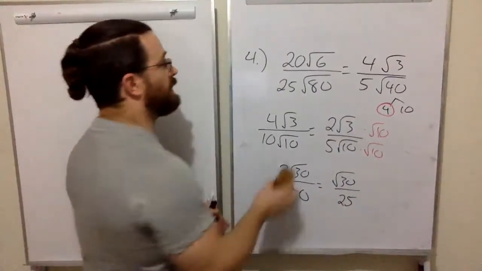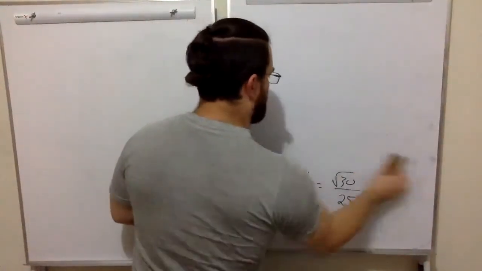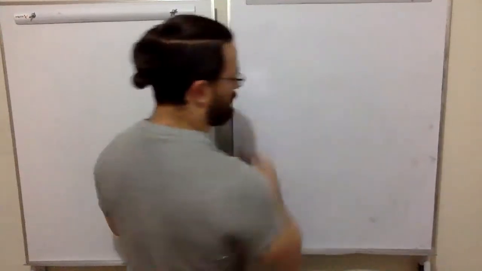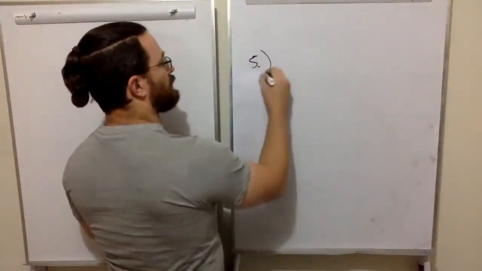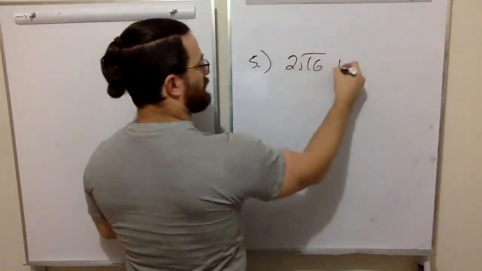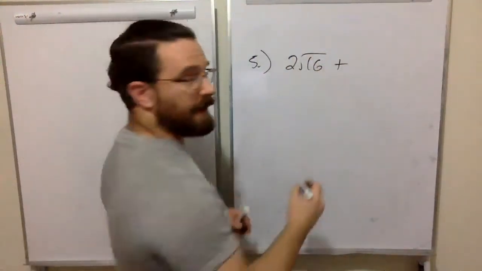We're on to number 5. Addition and subtraction of radicals. So for number 5, we have 2 radical 16 plus 5 radical 9.